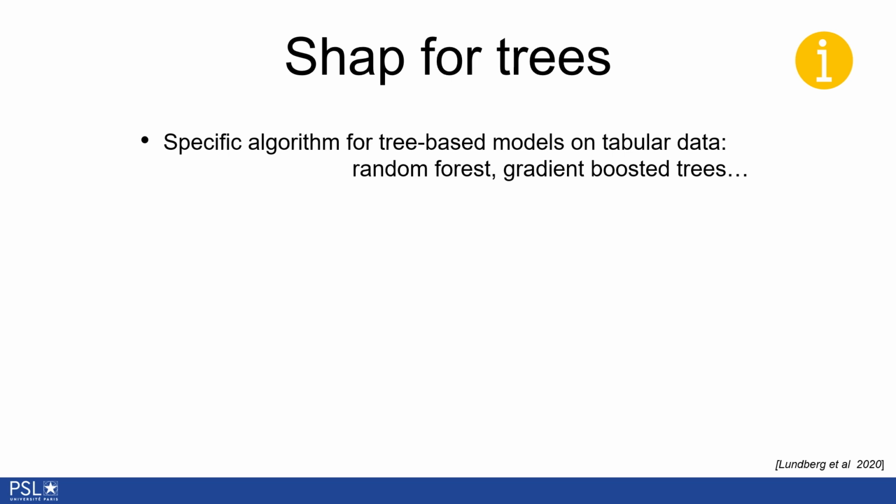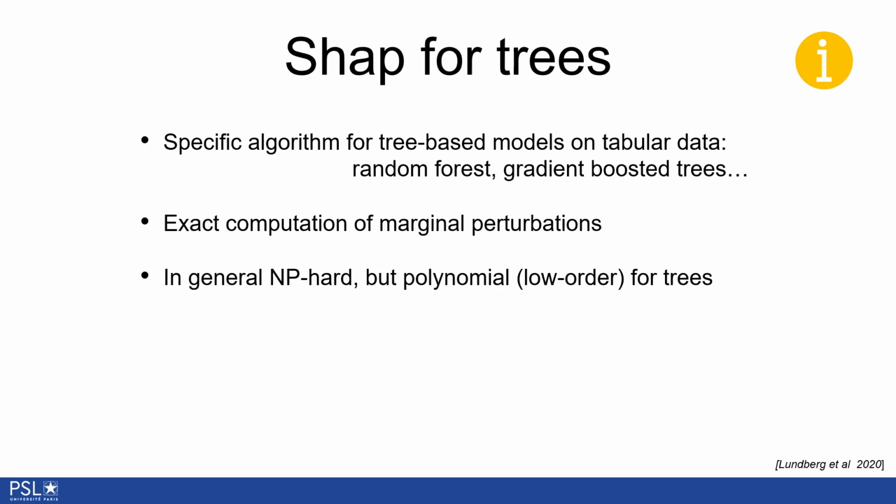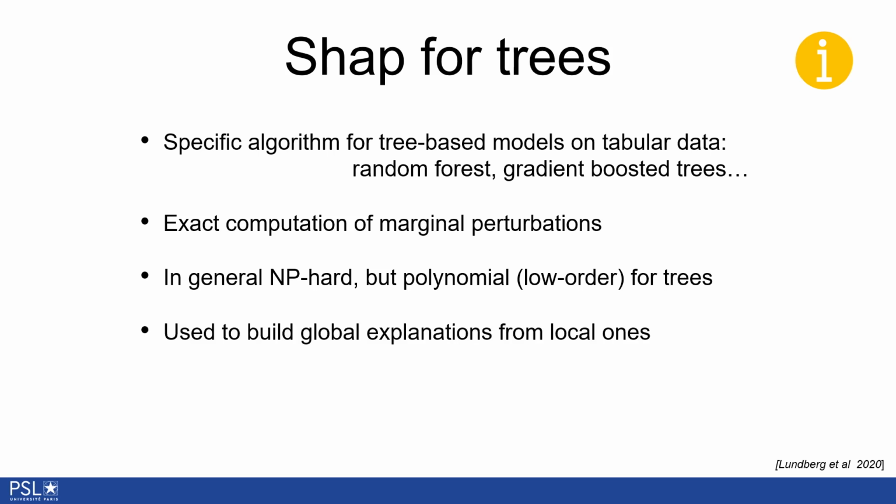More recent work by Lundberg and colleagues has, however, addressed this problem. They developed specific, highly efficient algorithms for computing SHAP for tabular data when using tree-based black box models such as random forest, gradient-boosted trees, and others. This algorithm allows for an exact computation of marginal perturbations, which are in general NP-hard, but become polynomial for tree-based models. Because it is highly efficient, this algorithm can then be used to build global explanations from local ones.